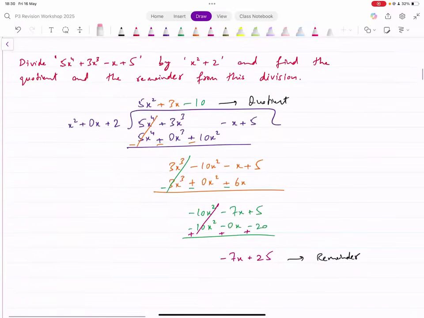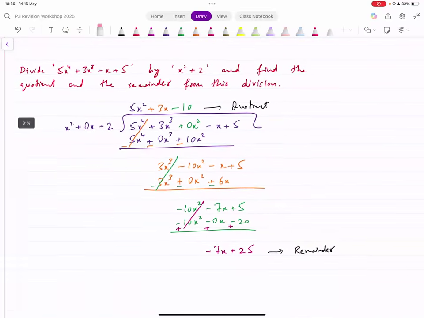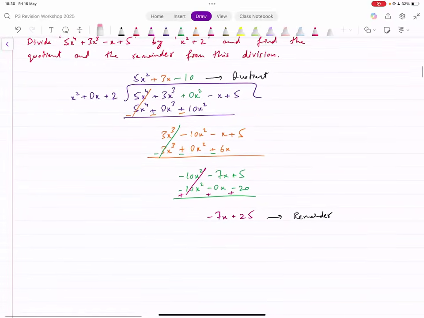Sometimes you can have something missing in the divisor as well. For example, in this case, you've got x squared plus 2. The x term is missing. So you write 0x in place of that. In the dividend, the x squared term is missing. You can either leave some gap like this, or you can have a 0x squared in place of that. And that will make sure that the terms are aligned and you don't make any careless errors, right? That's how the long division process works.